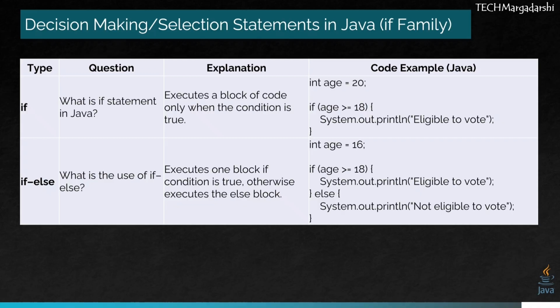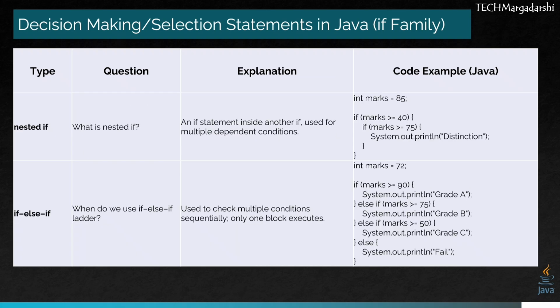Next comes the if else statement. Here, one block runs if the condition is true, and the else block runs when the condition is false. This is useful when we need an alternative action. Then we have nested if statements. A nested if means placing one if inside another if. This is used when one condition depends on another condition, like checking pass status first and then checking distinction.